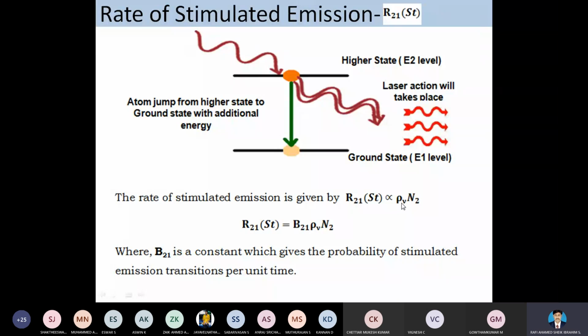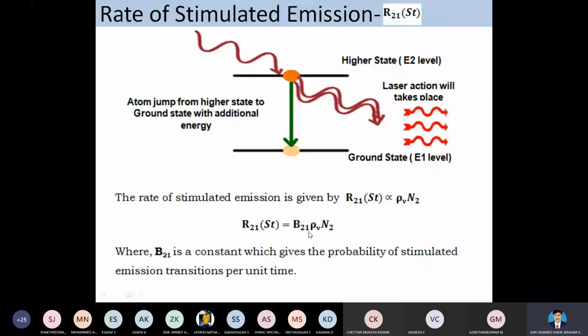We can make the condition as R21 stimulated directly proportional to rho V, because here we are having an additional inducement. So we are using the term rho V. Now the atom is in the higher state, N2 level, so we are using the term N2. Therefore, R21 stimulated equals, here the constant is B21.